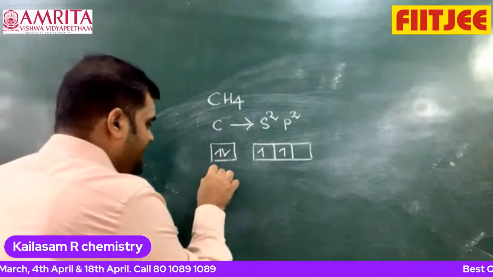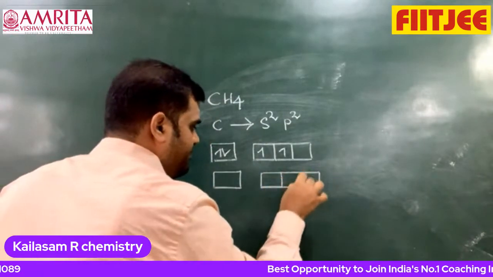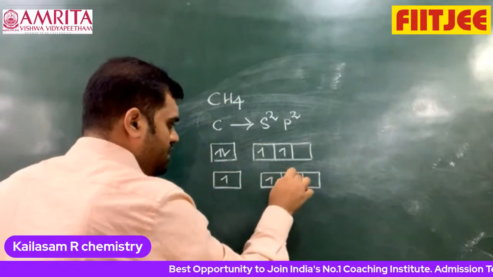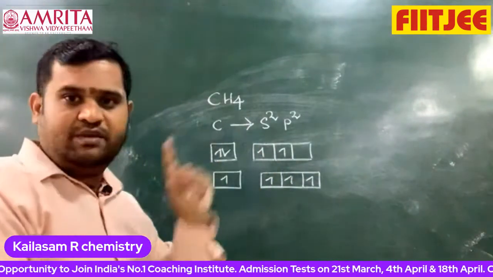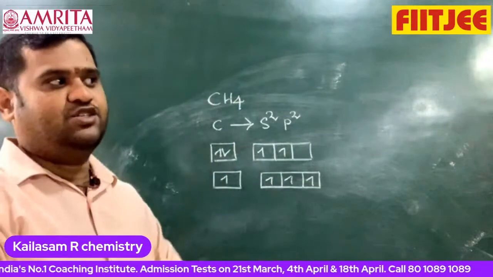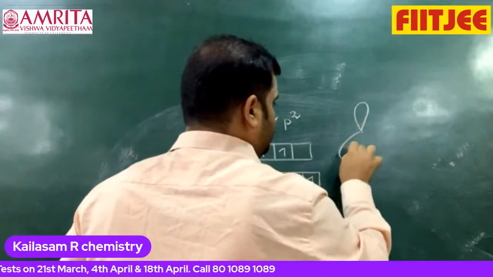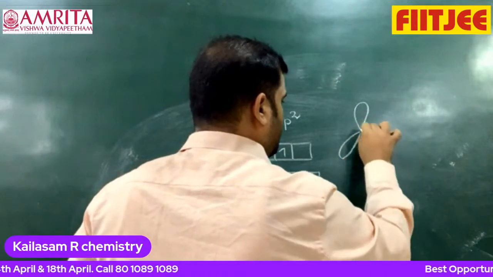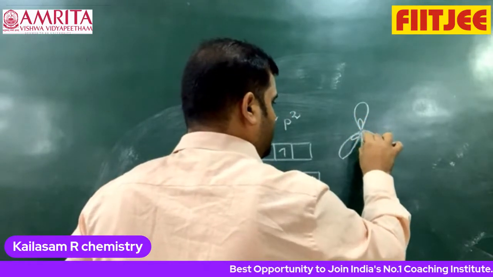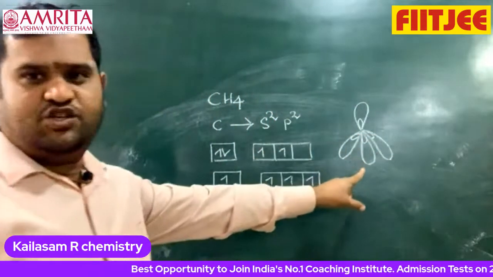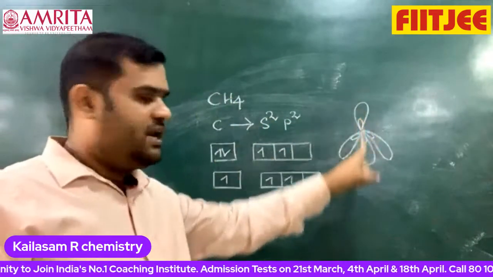Now, if I excite that, listen. 1, 2, 3, 4. These 4 orbitals are intermixed, which produces sp3 hybridized orbitals. Look at this. This is called a hybridized orbital. These hybridized orbitals have their proper shape, tetrahedral shape.